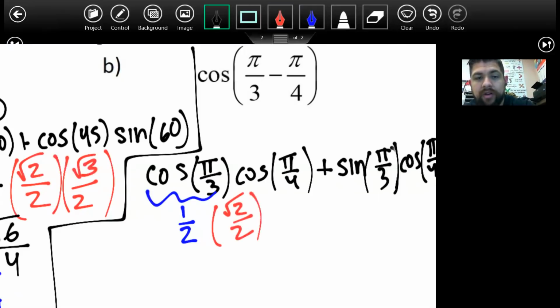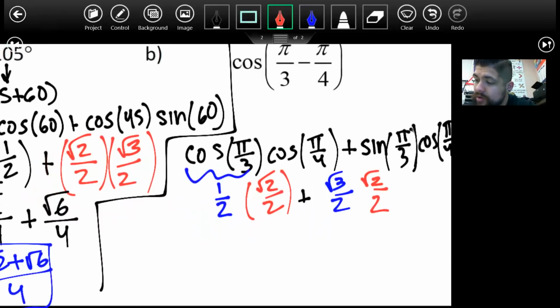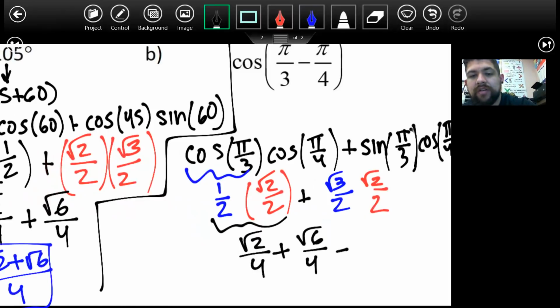And then we're going to use a sum. And then sine of pi over 3 is radical 3 over 2, followed by cosine of pi over 4. Cosine of pi over 4 is rad 2 over 2. And again, just simplify. Doing our first terms here, we're going to get rad 2 over 4 plus radical 6 over 4. We can reduce this down one step further. Rad 2 plus rad 6 all over 4.